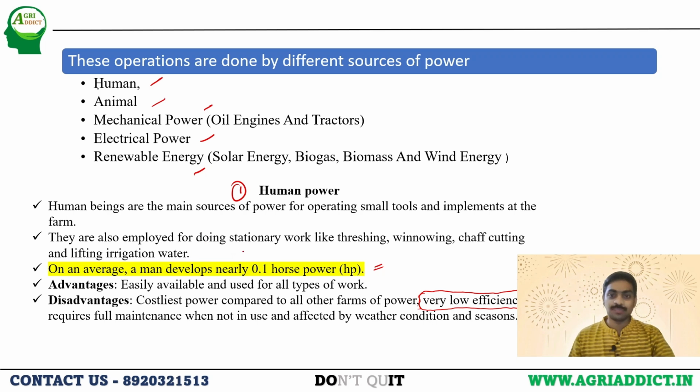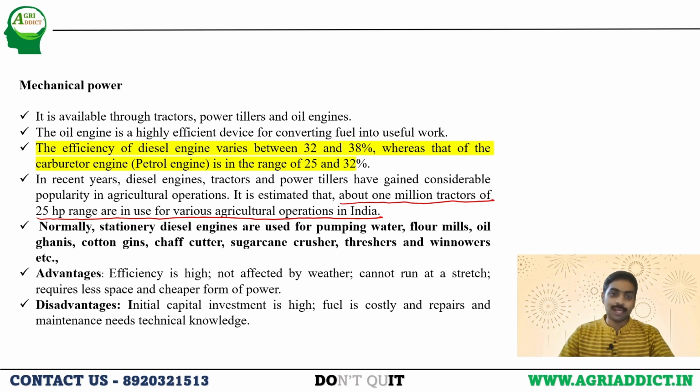There is no restriction. But the main disadvantages are their low efficiency, and some climatic conditions will limit their ability to work, because in the rainy season humans may not work to the full extent they work on normal days. But they can do all kinds of works, and there is no limitation for human work. They can operate the small tools as well as the major tools with their skills.